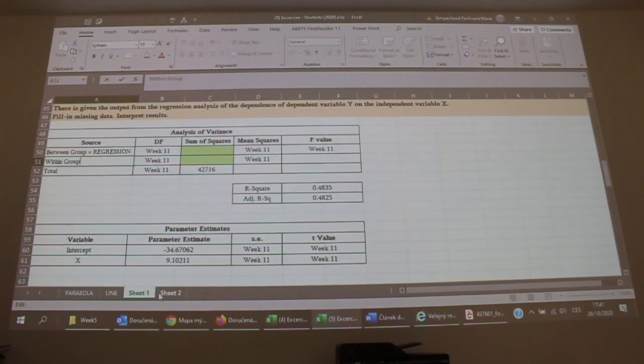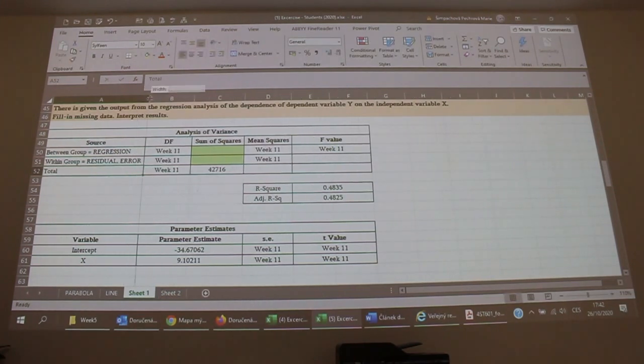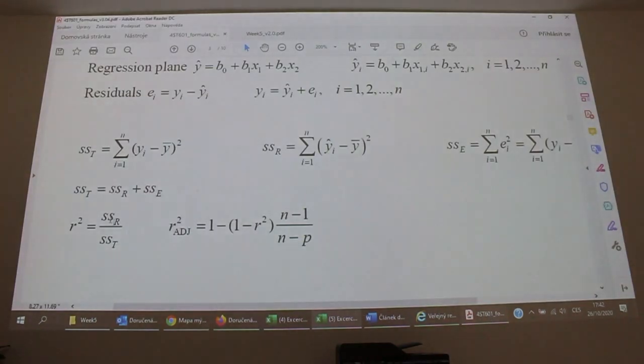So I will write here that this is the residual or error source of variability. And the total is total. Okay, so we have here the total sum of squares. We have here, for example, R square. Check your formulas. How can you solve R square?